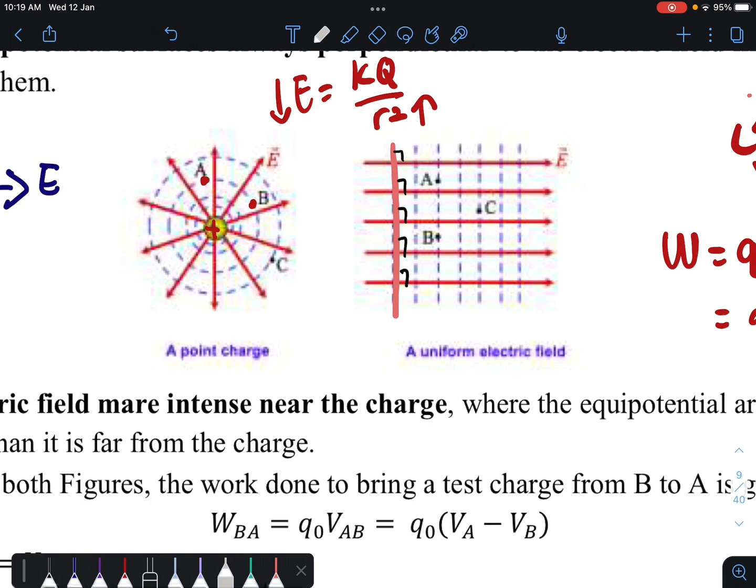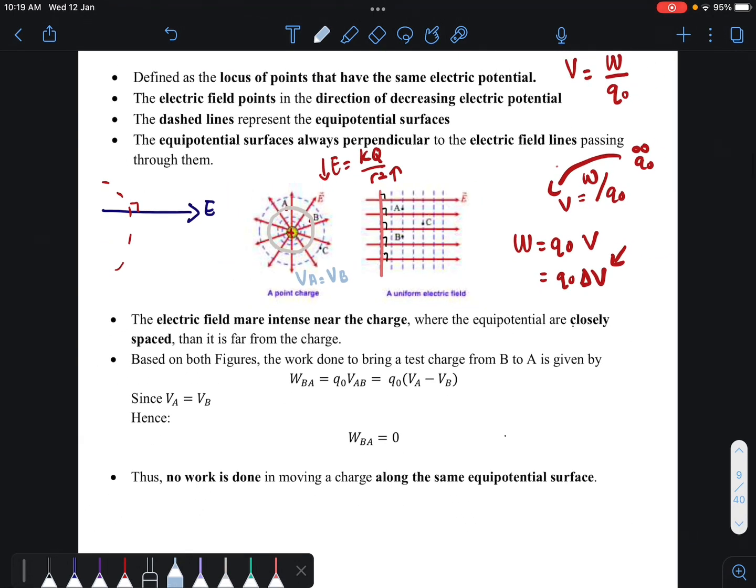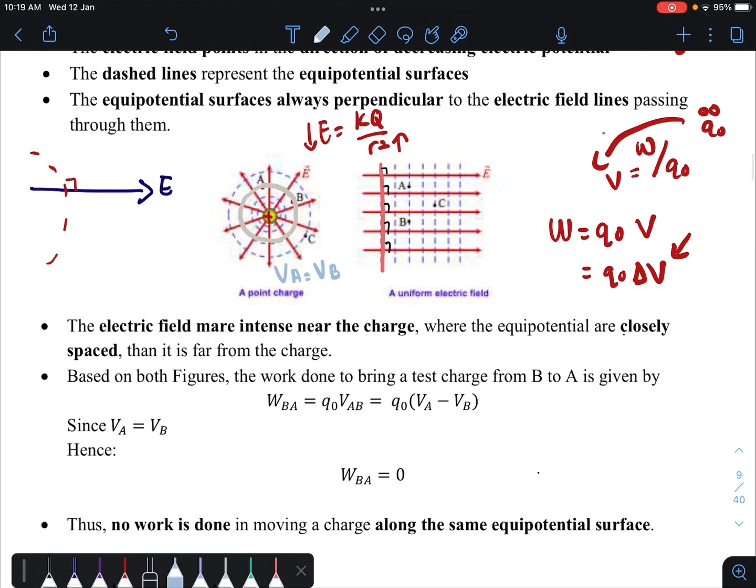Alright, let's say I connect this dash line to get a circle. You can see that the A and B are along the same surface. Mereka berada along the same surface. So, berdasarkan pemahaman kita on equipotential surface, we can conclude that VA is equals to VB. Maksudnya A dengan B dua-dua ada potensi yang tersendiri, tapi just because they are along the same potential surface, they have the same potential.